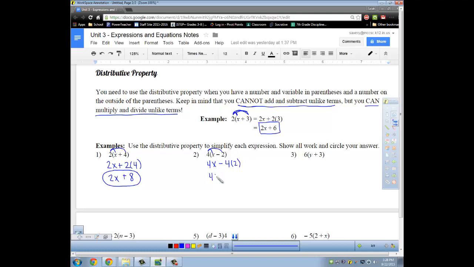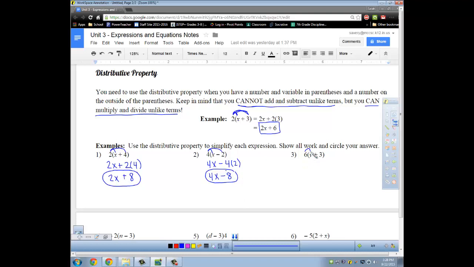So I can simplify this a little bit. 4 times 2 is 8. So my answer is 4x minus 8. So if you thought of it as 4 times negative 2, well, 4 times negative 2 is a negative 8. So I wrote negative 8 in my problem.